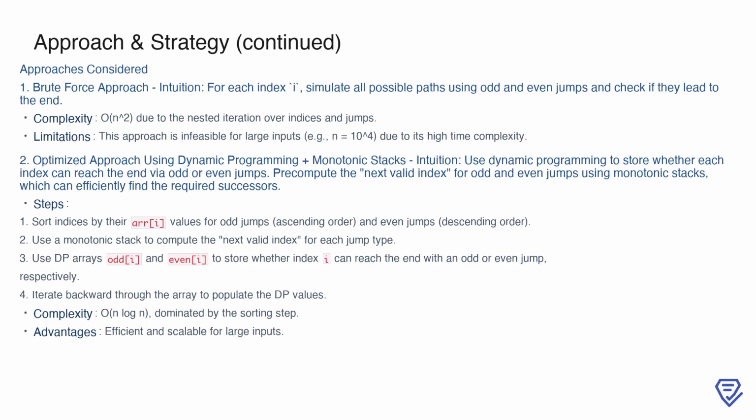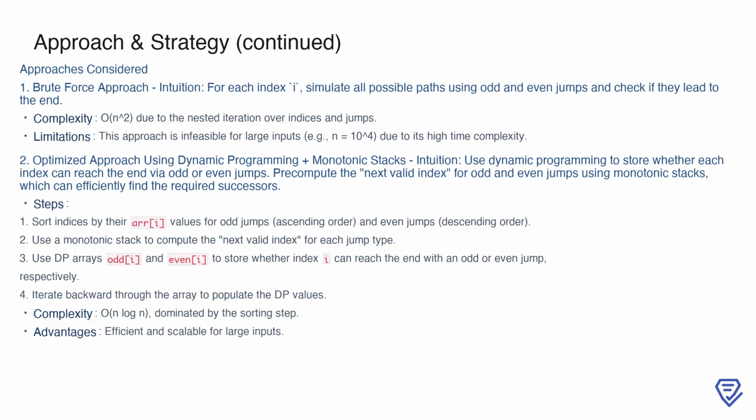Using this pre-computed information, we populate two dynamic programming arrays, one that tracks whether an index can reach the end with an odd jump and another that does so for even jumps. By iterating backward through the array, we ensure that results are reused, avoiding redundant calculations. This approach has a time complexity of n log n, dominated by the sorting step, and is much more scalable for large inputs.